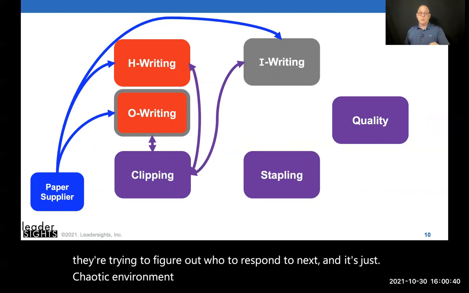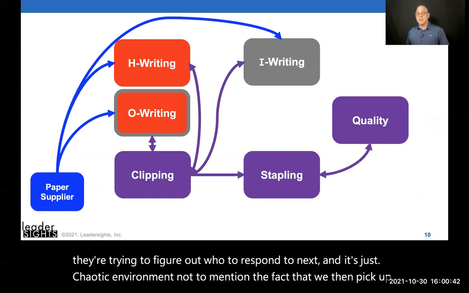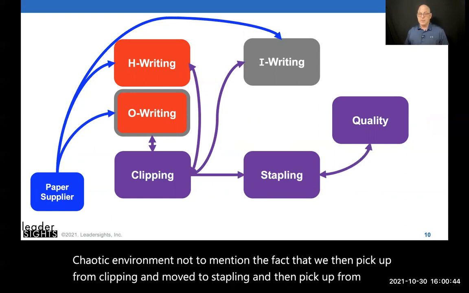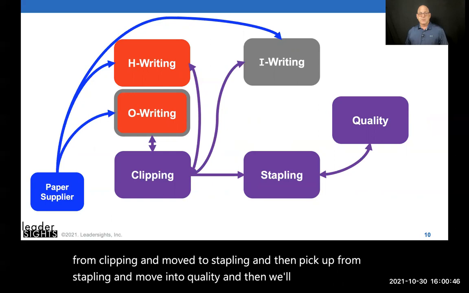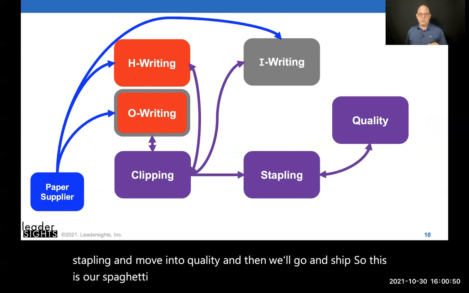Not to mention the fact that we then pick up from clipping and move to stapling, and then pick up from stapling and move into quality. And then we'll go and ship it. So this is our spaghetti diagram for round 1 of the simulation.